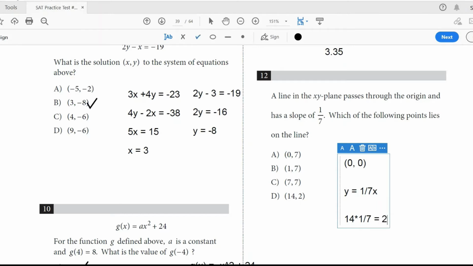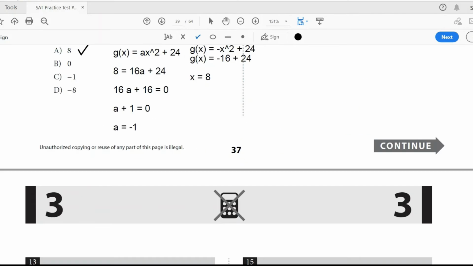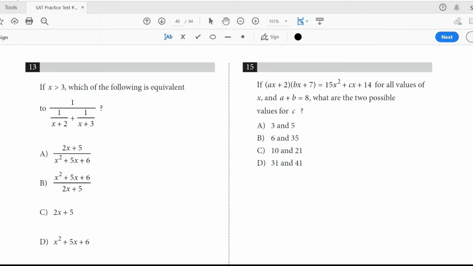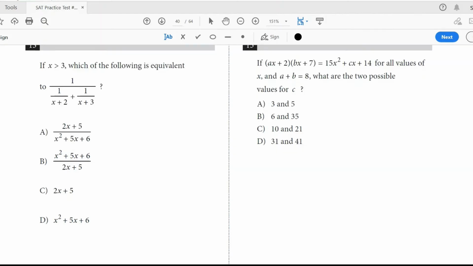So this is quite simply the answer. Just find the equation and then input answers. If x is greater than 3, which of the following is equivalent to this huge expression? To solve this, it's quite simple. First, we find out what this whole bottom part actually equals.